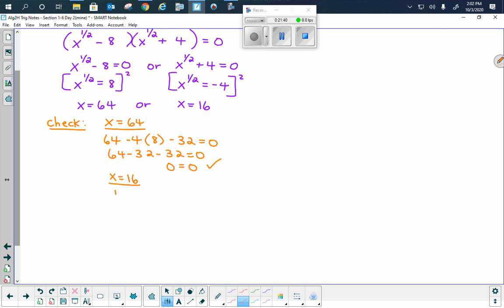All right, checking x equals 16 then, and showing that work. We would have 16 minus 4 times 16 to the 1/2. The square root of 16 is 4, so 16 minus 16 minus 32 equals 0. And so -32 does not equal 0. That one's a no. So 16 does not work. I'd be lightly crossing that out or showing it in my answer. We'll talk about that in class. And x equals 64 is the only one I would box.